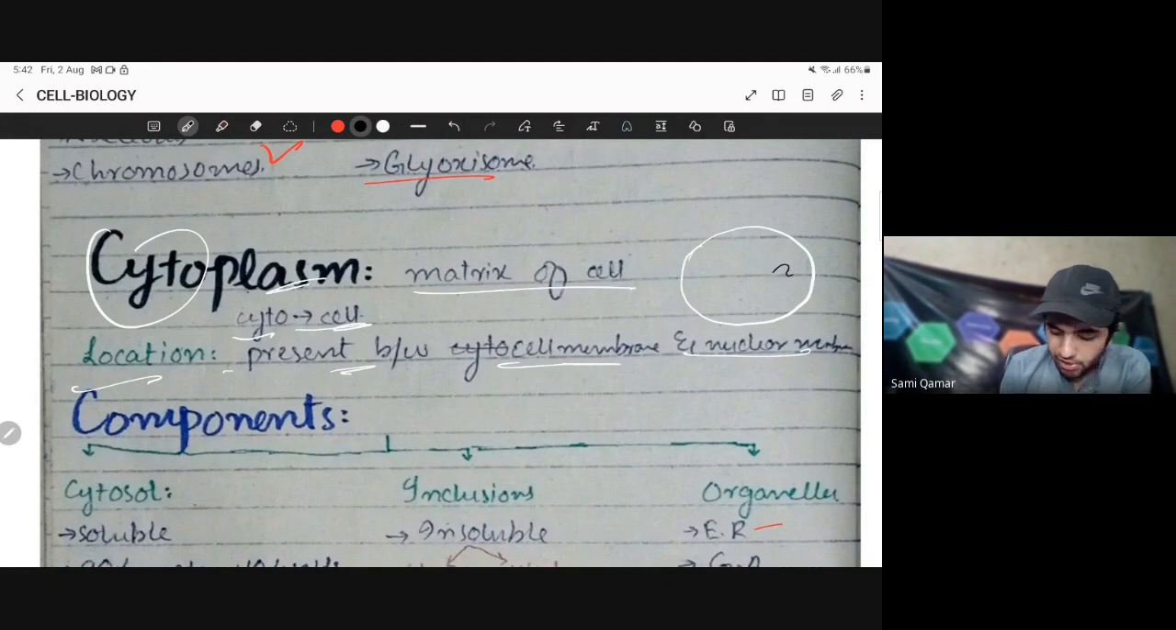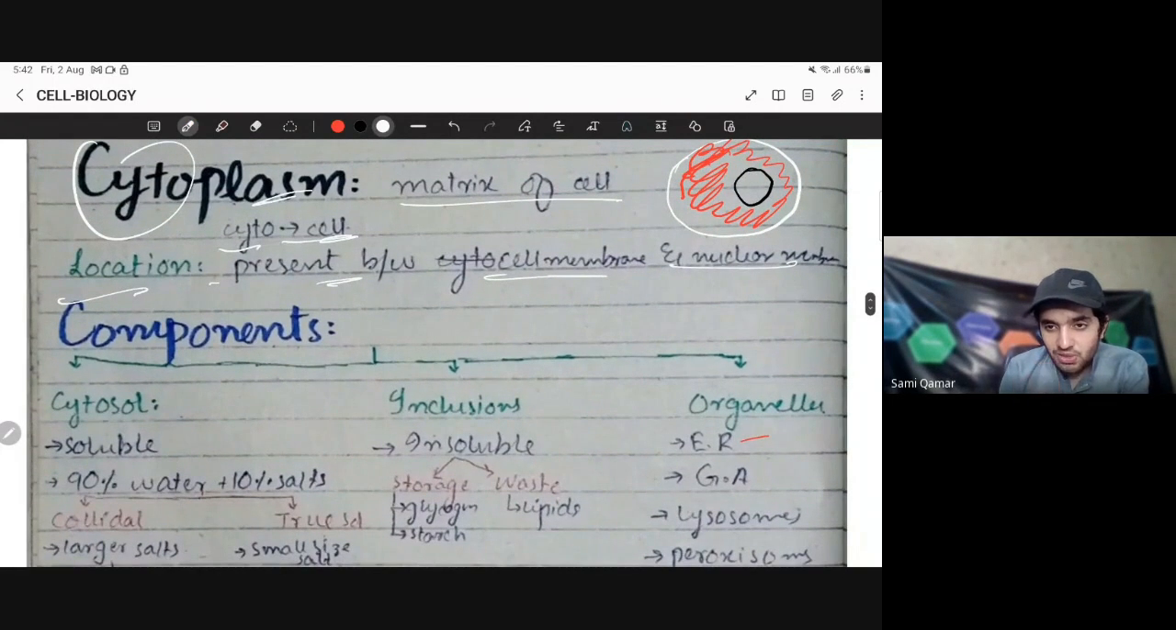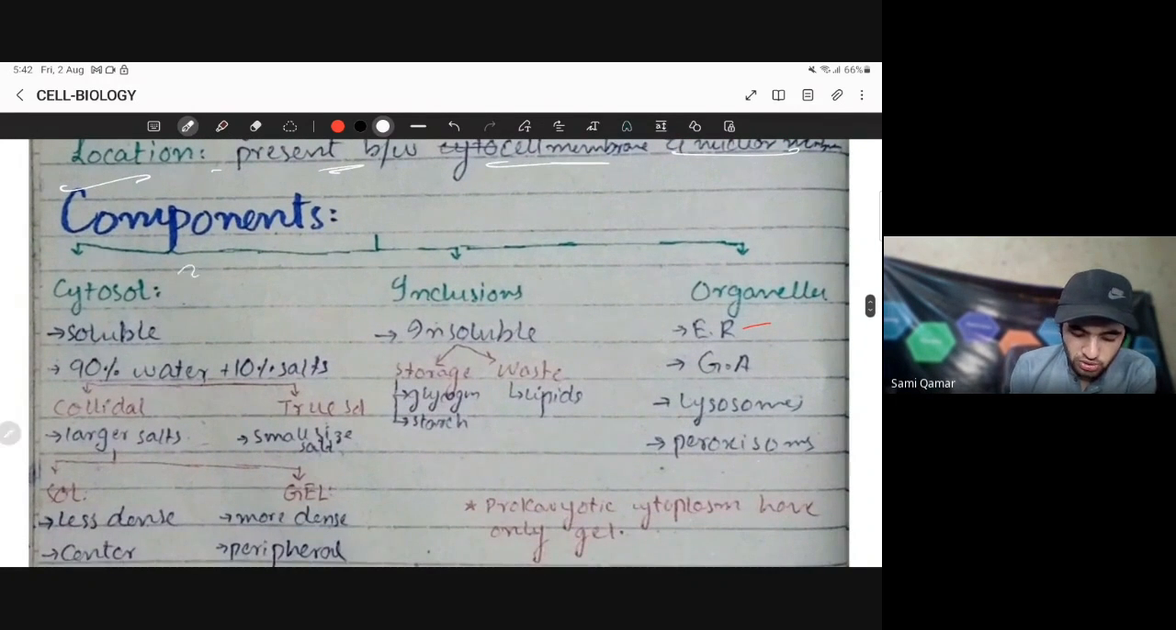This black one is going to be your nucleus, and this red one is all the cytoplasm. So this red is known as cytoplasm. I hope you got it. This is easy, not hard. Now let's talk about the components of cytoplasm. This is important. Cytoplasm has cytosol, inclusions, and organelles.